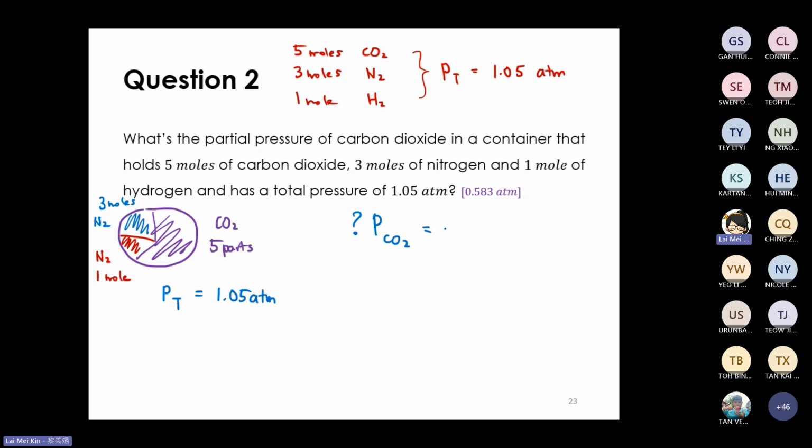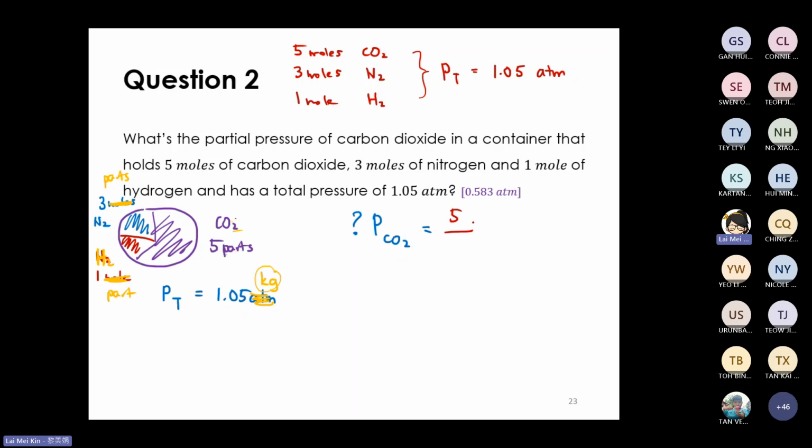If you cannot remember, you cannot understand pressure, then we replace this with kilogram. I have a cake. Carbon dioxide takes 5 parts. Nitrogen, 1 part. This one is the hydrogen. Hydrogen, 1 part, and then nitrogen, 3 parts. How many kilogram is taken by carbon dioxide? Isn't this way simpler for you? If you don't understand this, you replace it with a cake instead. Then you have a pie. So carbon dioxide is 5 parts.